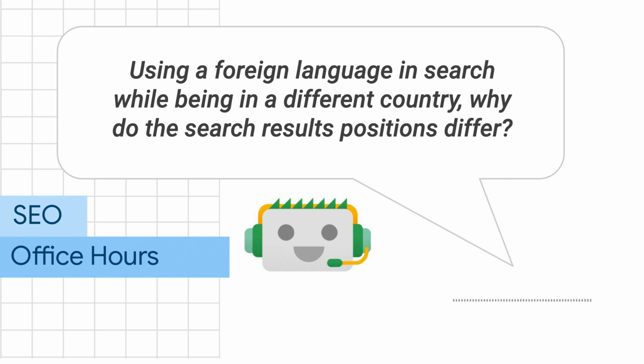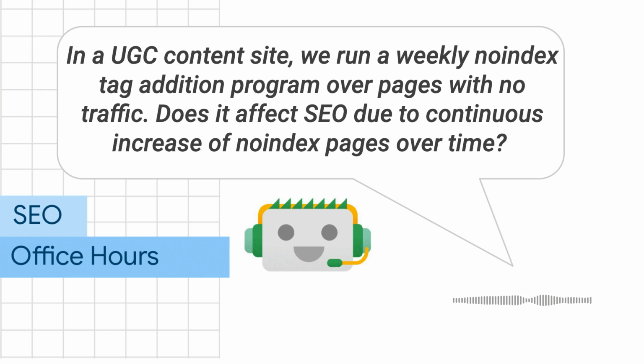And with that, you can often drill down and see, well, what would be relevant in this particular country or in this particular language? Amit Saha is asking, in a UGC content site, we run a weekly noindex tag addition program over pages with no traffic. Does it affect SEO due to continuous increase of noindex pages over time? My goal is to get the new contents crawled fast and indexed rather than wasting crawl budget on zero traffic pages.